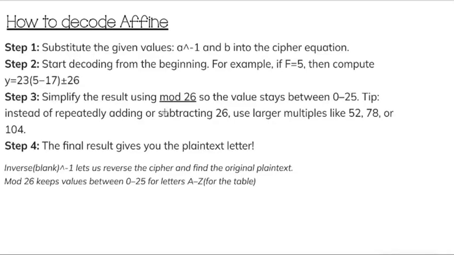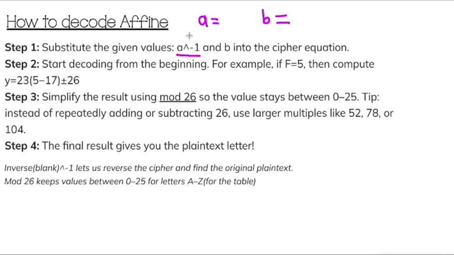To show you guys how to decode an AFFINE cipher that is commonly found in Codebusters Division B. To solve an AFFINE cipher quickly, you should follow these 4 steps in order. Step 1 is to substitute the given values, the inverse of A and B, into the cipher equation.